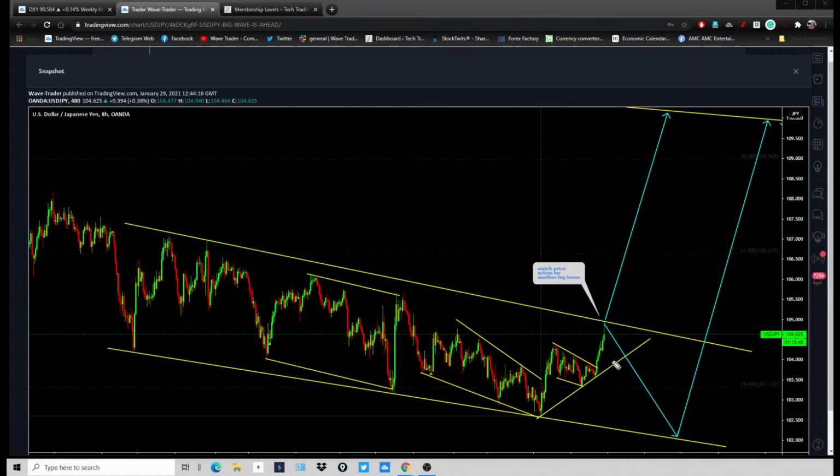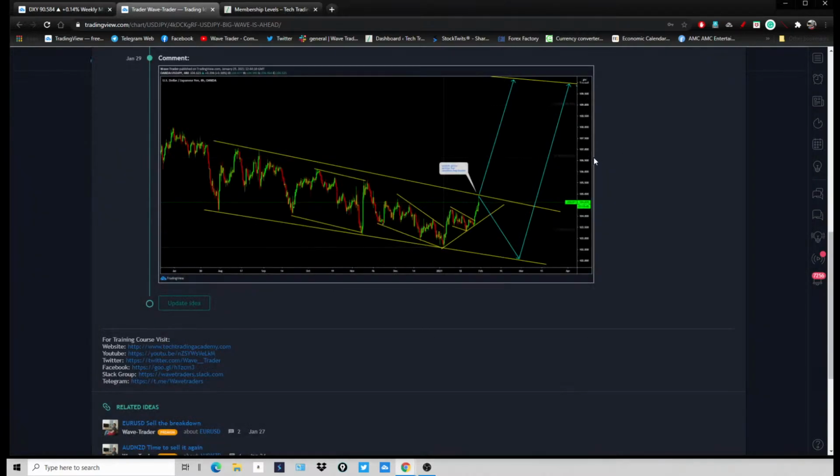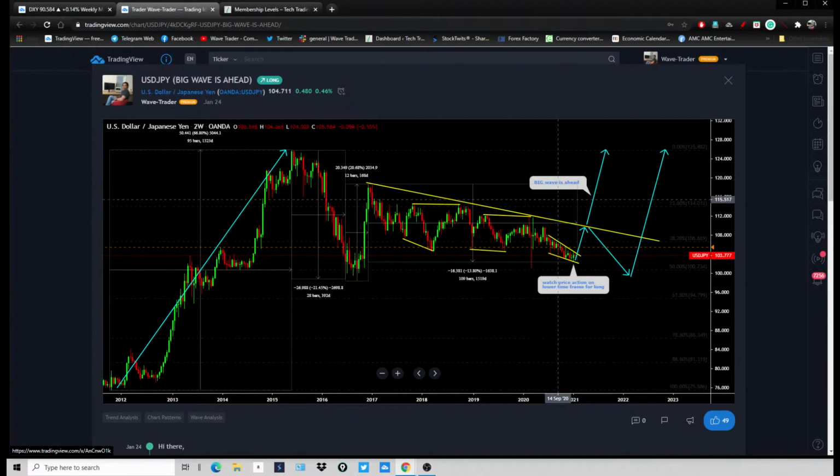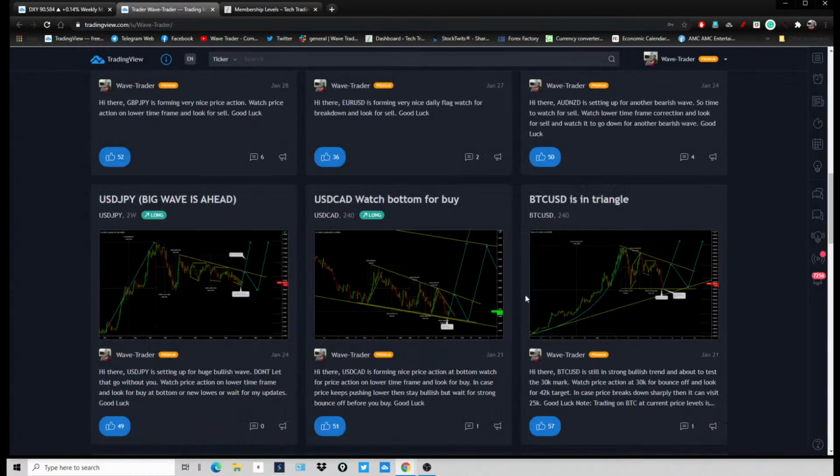So we got a break up. This correction broke out and it's going higher. As you guys know, I've been talking about this chart since very long, that there's going to be a longer term reversal on this chart, on the dollar yen.